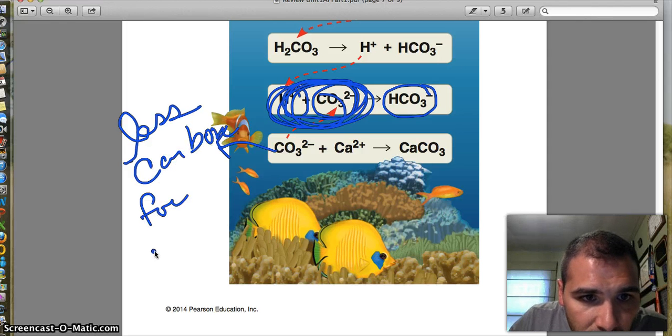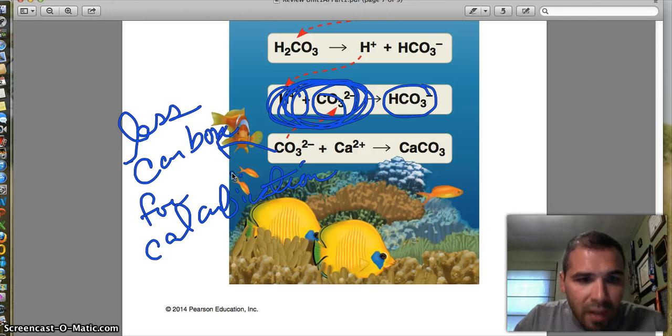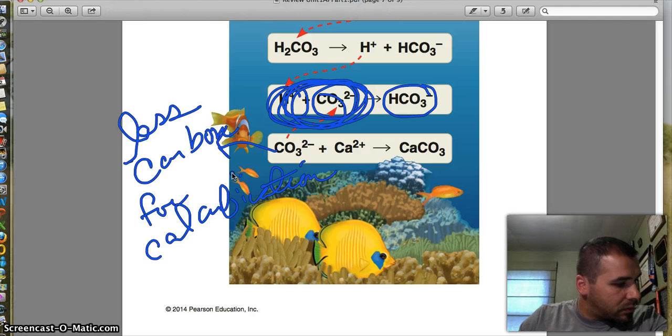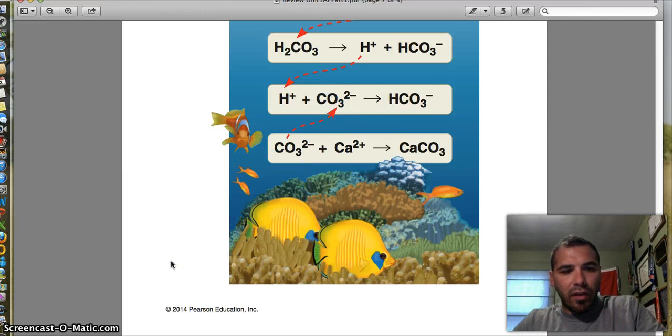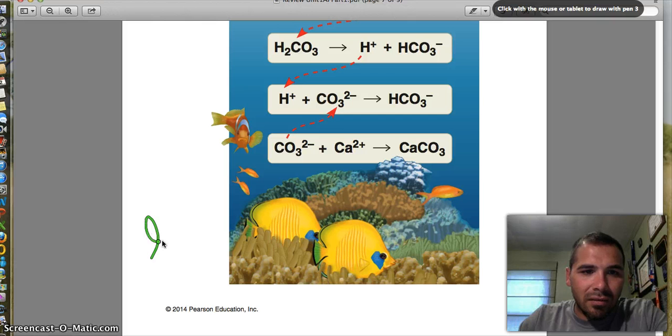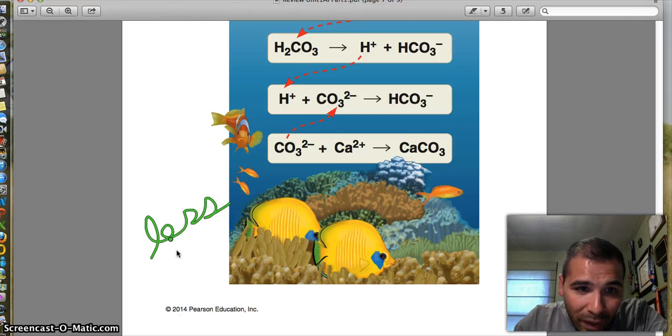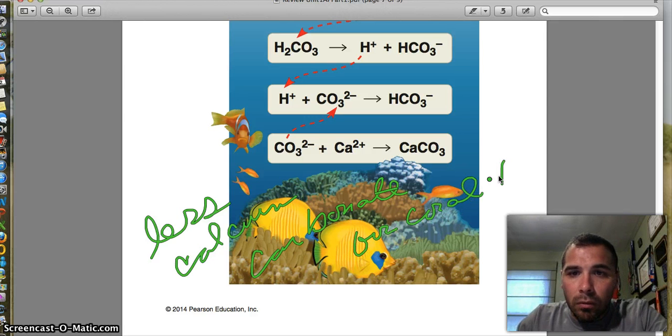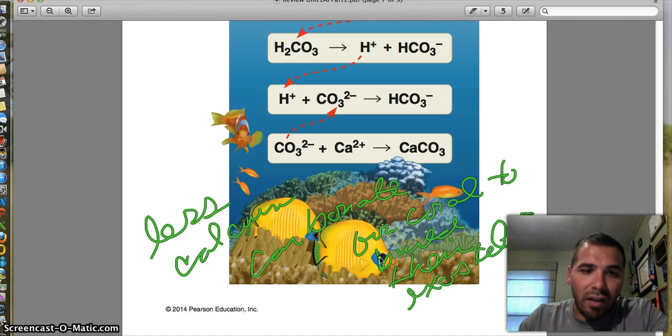Less carbonate for calcification. So if there's less carbonate for calcification, that means there's less calcium carbonate for things like coral, less carbonate for coral to build their shells, basically their exoskeleton. Less calcium carbonate, less exoskeleton, less coral.